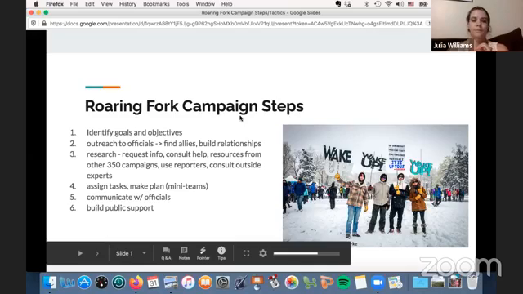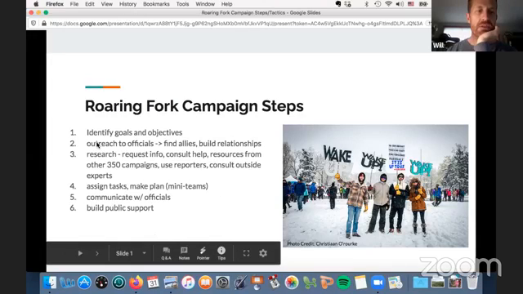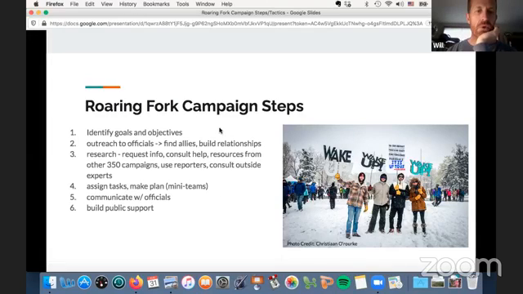Yep. So it's a little bit of a review of Barbara's section, but this is sort of the order, the steps. We've got to first get clear on what we're really after. The clearer we are, the more effective we're going to be at following it. And then the second stage is outreach to officials.